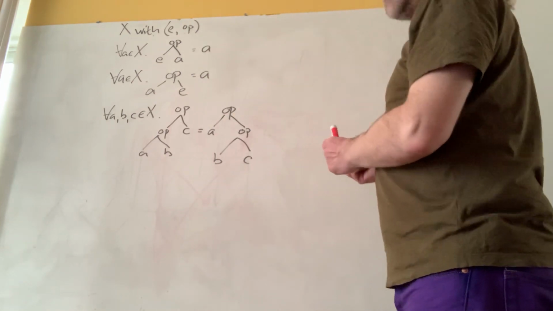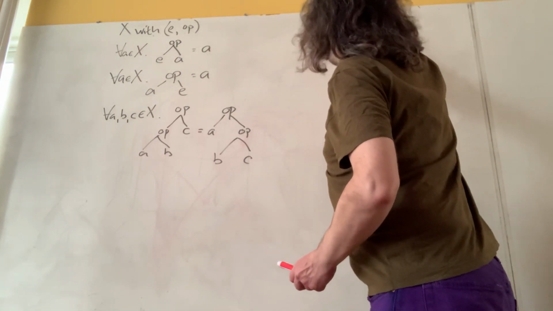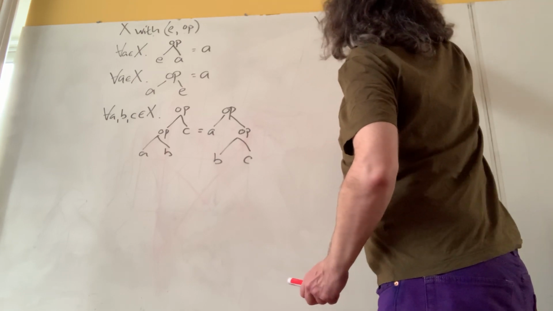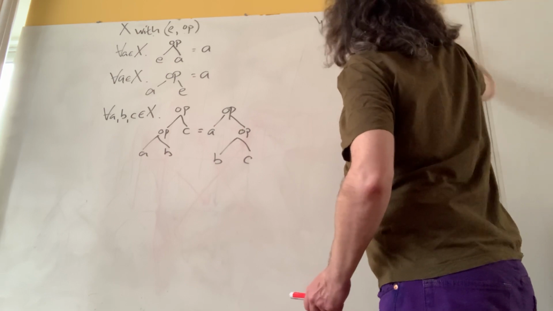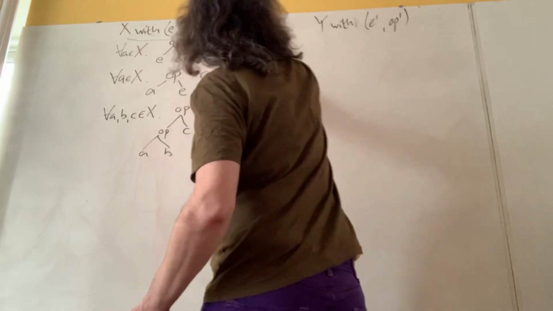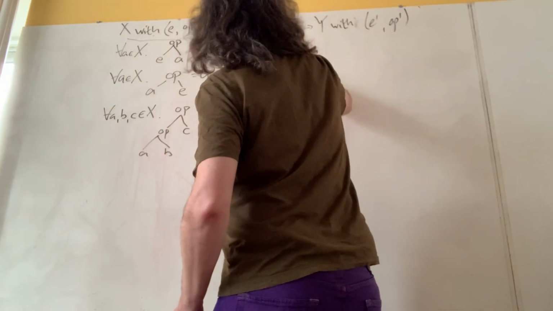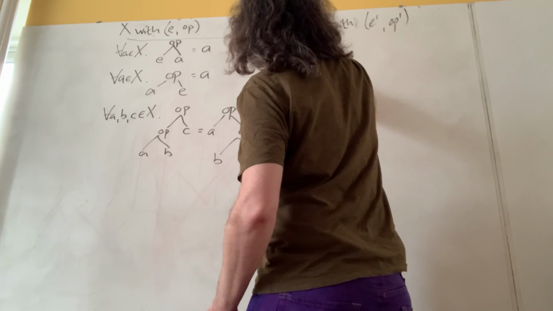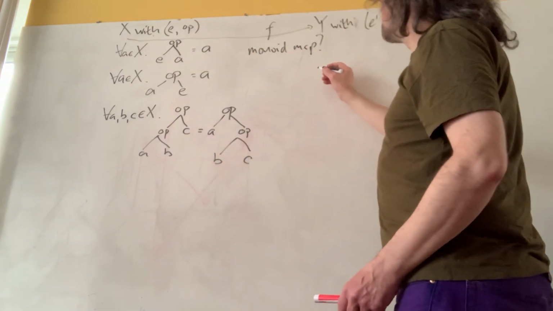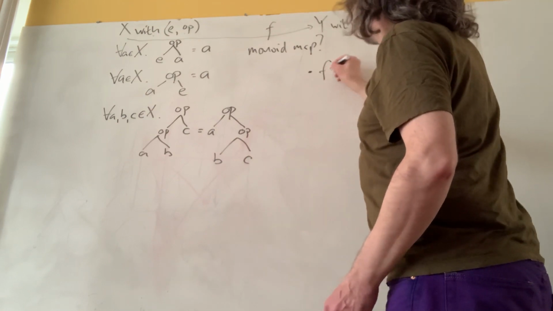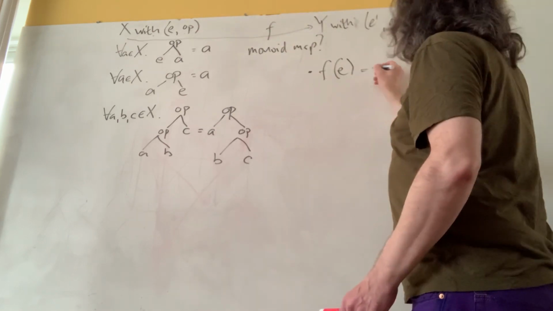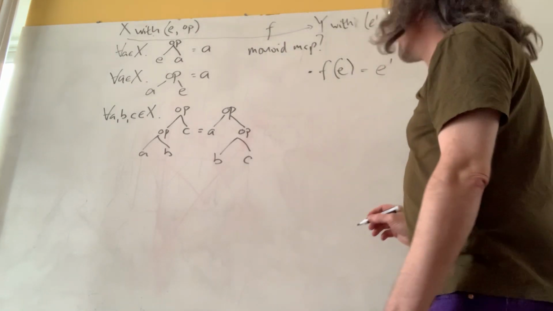Now, suppose I have another monoid, I'll call it Y, with E prime and op prime. The question is, when is a function f from X to Y a monoid map? Well, it has to satisfy two conditions. It has to take the neutral element from the source monoid to the neutral element in the target monoid.